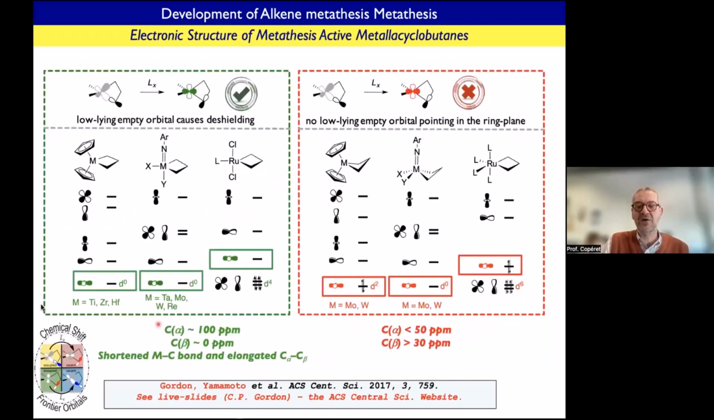And now, if I compare the metallacyclobutanes that do metathesis with the ones that do not, you can see that the ones that do not do metathesis have 2 electrons in that orbital. So sorry, it's not an empty orbital anymore, but there are 2 electrons in this d orbital, whether it is d0, d2, or d6. And in the case of the metallacyclobutane which has a puckered ring, the orbital is actually not in the plane of the ring. That's why the chemical shift goes from 100 to 40 ppm.